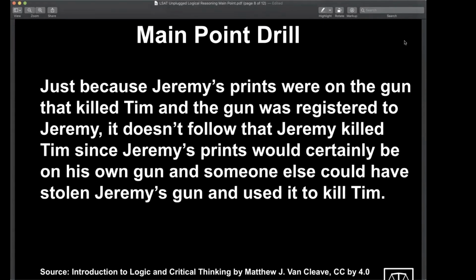Just because Jeremy's prints were on the gun that killed Tim and the gun was registered to Jeremy, it doesn't follow that Jeremy killed Tim, since Jeremy's prints would certainly be on his own gun and somebody else could have stolen Jeremy's gun and used it to kill Tim. So that's a big run-on sentence here, and not unlike what you might see in reading comp in particular. Let's break it down a little bit.